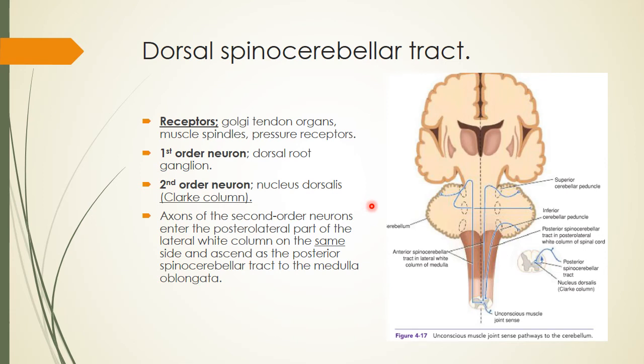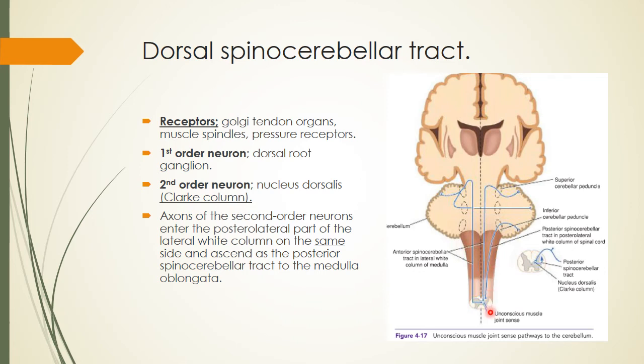The axons pass in the posterior root, enter the posterior gray column, and synapse on the neurons in the nucleus dorsalis, which is called Clark's column. The axons of these second order neurons enter the posterolateral part of the white column of the same side.